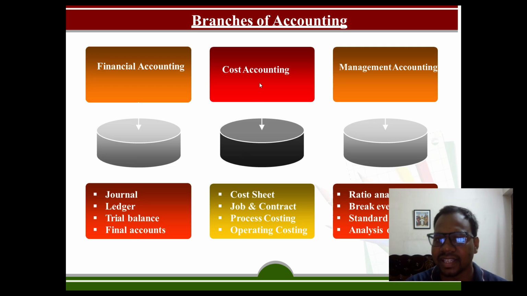And when we study cost accounting, we'll go through the cost sheet, job and contract costing, process costing, and operating costing. When we do all these things, we have to do maths. So get ready with all that math. In management accounting, we have to do ratio analysis, break-even point, standard costing, and analysis of financials. All these things we have to know, and when we do maths, you can understand really very much. That's all for today. Thank you.